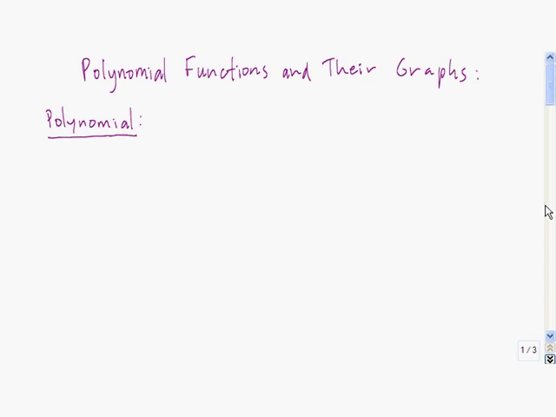Let me tell you a little bit about polynomial functions and their graphs. Let me start with some examples of polynomials. f(x) = 3x² + 2x − 5. That's a polynomial. f(x) = 2x⁵ − 1. That's a polynomial.